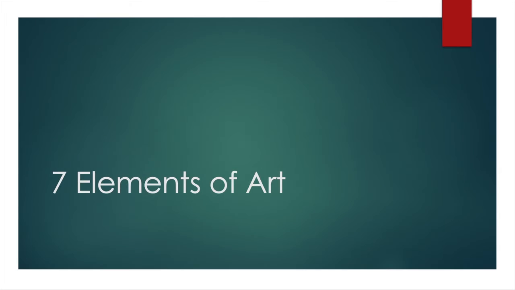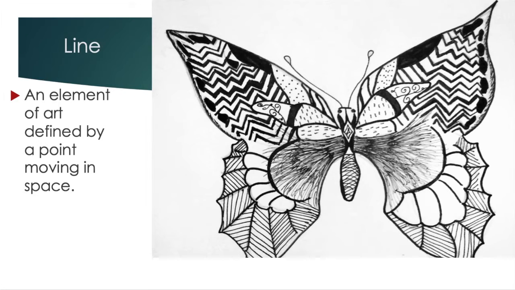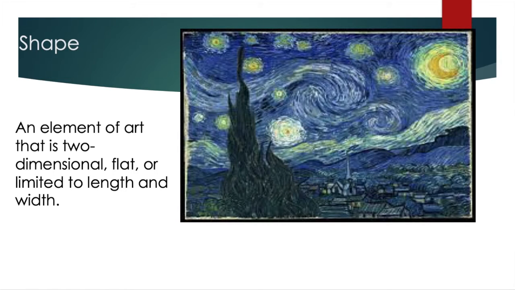Now that you have all of your supplies, we are going to learn about the 7 elements of art. The first element of art is line. Line is an element of art defined by a point moving in space. The next element of art is shape. Shape is an element of art that is two-dimensional, flat, and is limited to just length and width.